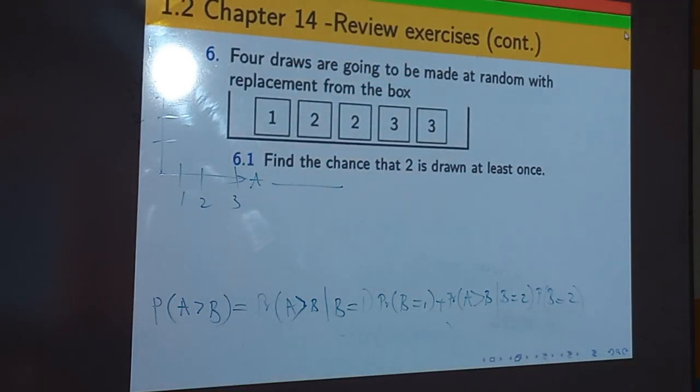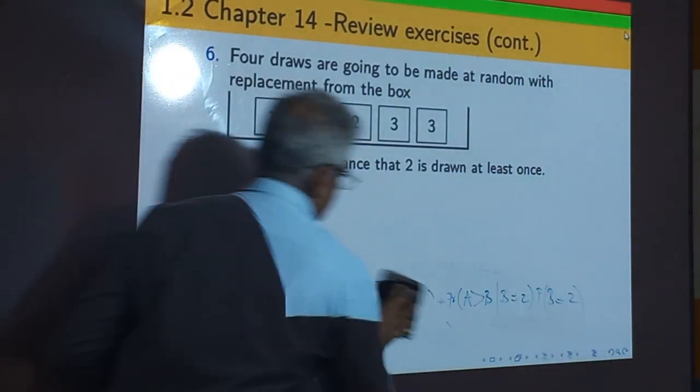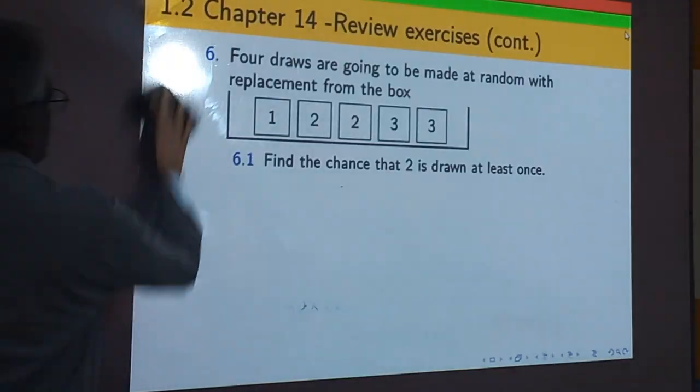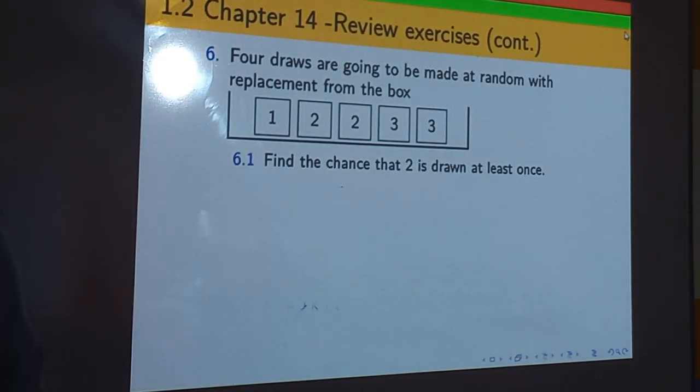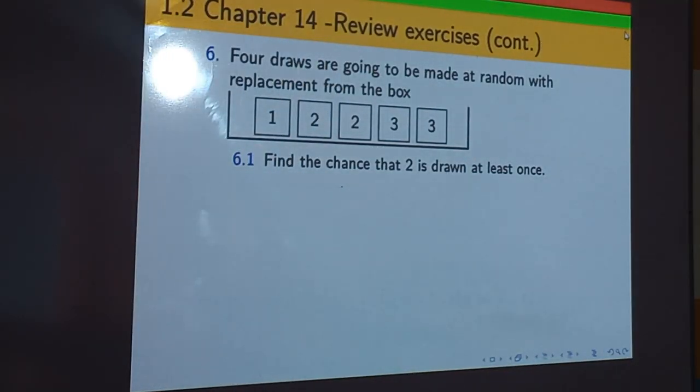Right. So let's look at this one. Four throws are going to be made at random with replacement from the box. Find the chance that 2 is thrown at least once. 2 is thrown at least once. 4 throws, with replacement.